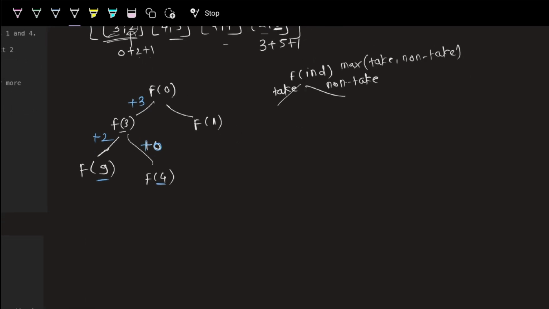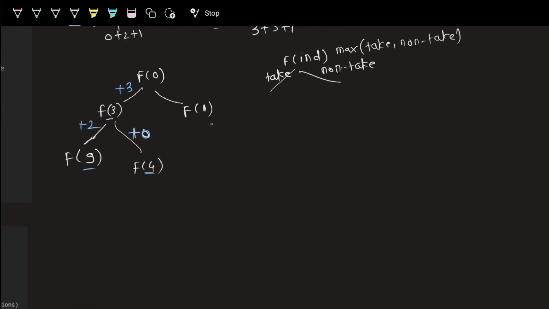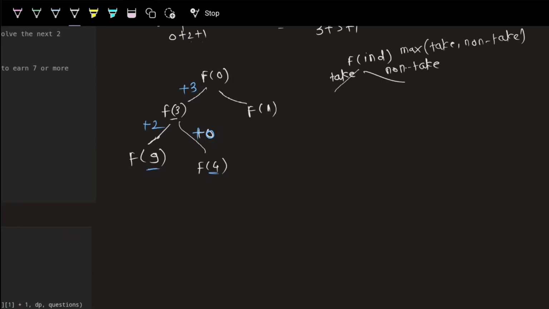Now let's finish the left part first completely. So this will return 0, and this will also return 0. So I will return max of 2, 0, which will be 2. Correct. So 2 plus 3, this was the plus 3, so that is 5. So from the left side I am getting 5 now, and I will return the max of this one. Then I will solve down this part.